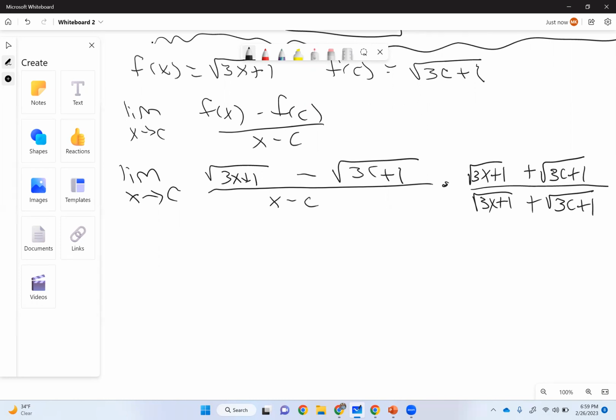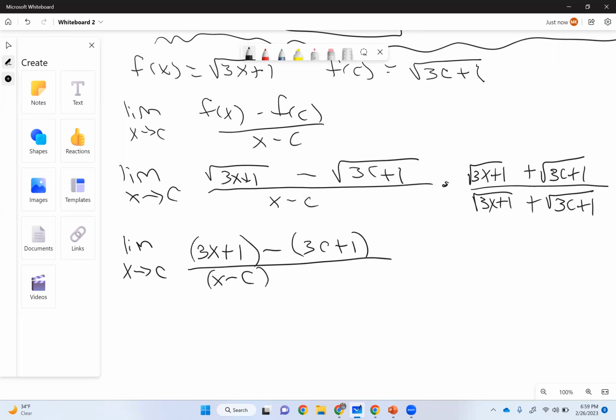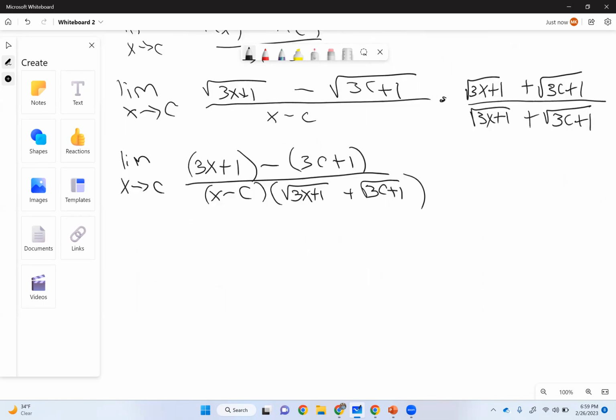All right, so in the numerator, we get this term squared minus this term squared. When you square a square root, it just cancels out. So we have the limit as x approaches c of 3x plus 1 minus 3c plus 1, over x minus c, times radical 3x plus 1 plus radical 3c plus 1. Okay, rocking and rolling.